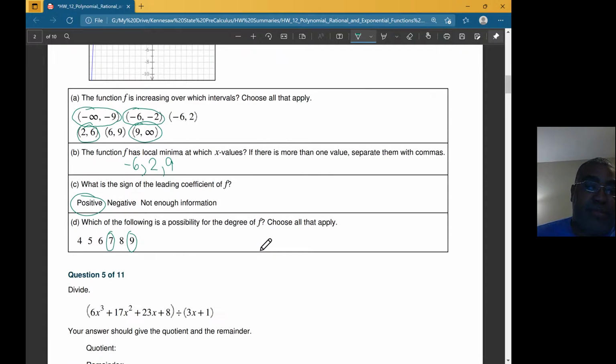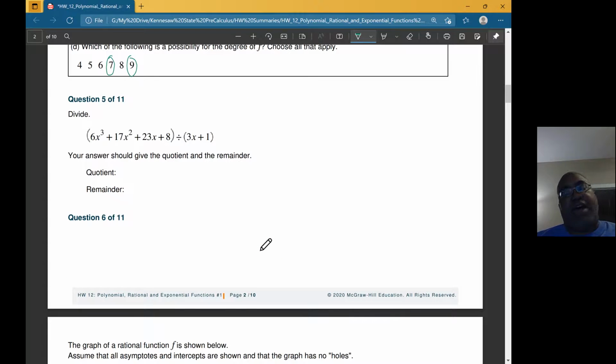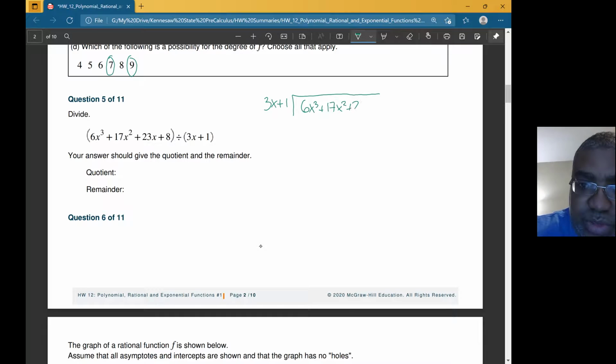Let's continue. Number 5, divide. Fun, right? So let's set it up: 3x plus 1 divided into 6x cubed plus 17x squared plus 23x plus 8. What times 3x is equal to 6x cubed? That is 2x squared.